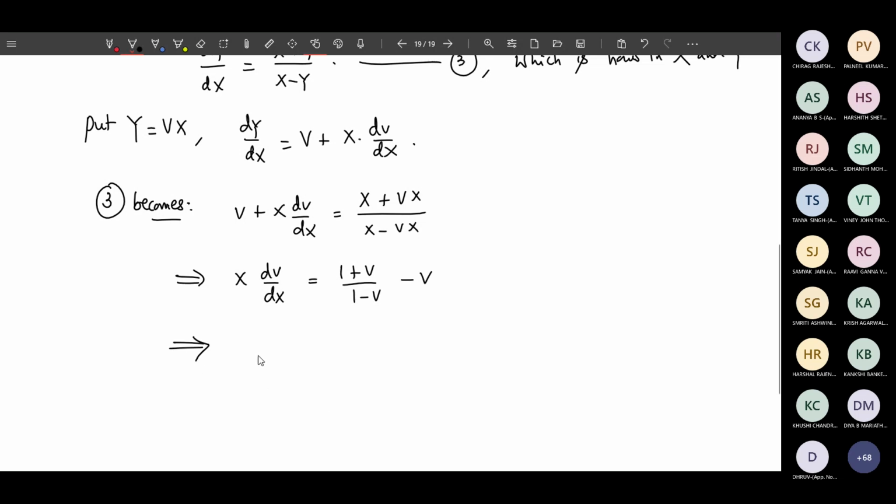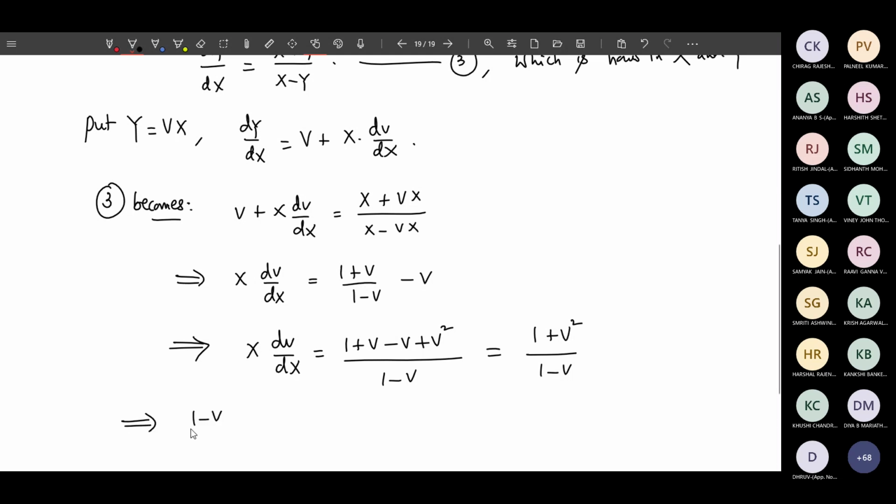So this means x dv by dx equals (1 plus v minus v plus v square) on (1 minus v), which is the same as (1 plus v square) by (1 minus v). Now shift the v terms to the left-hand side. This gives you (1 minus v) by (1 plus v square) dv, and x, dx take to the right-hand side, dx by x.